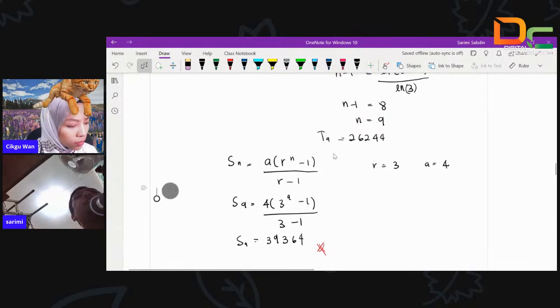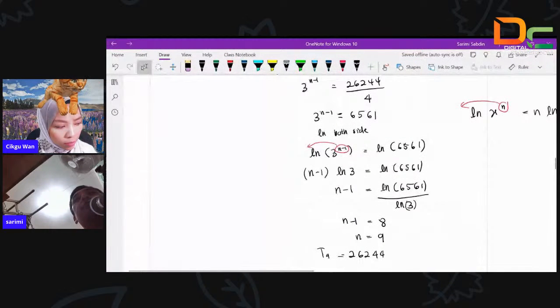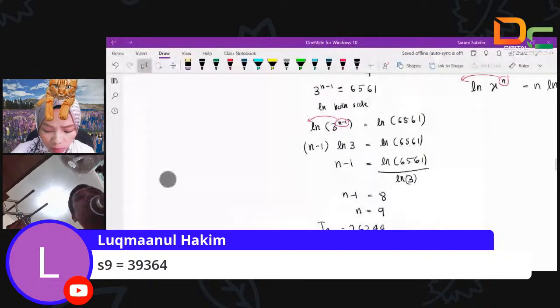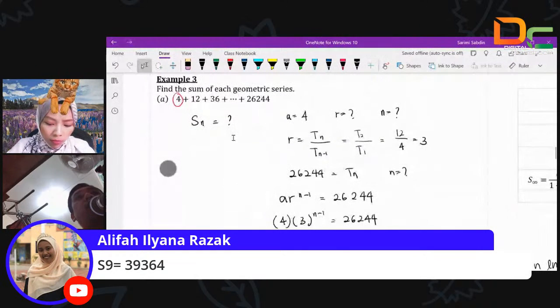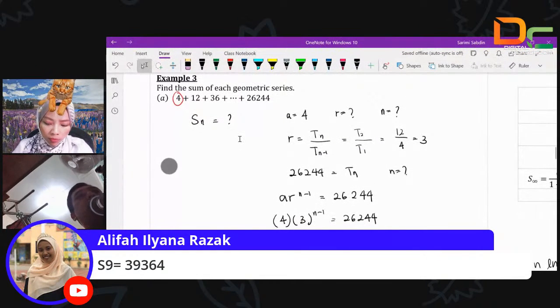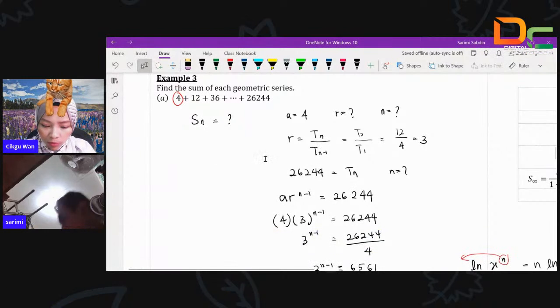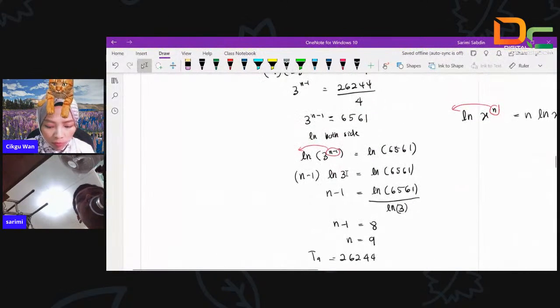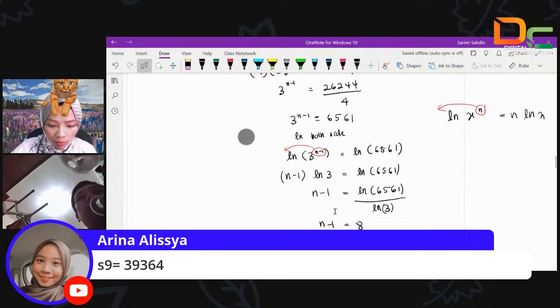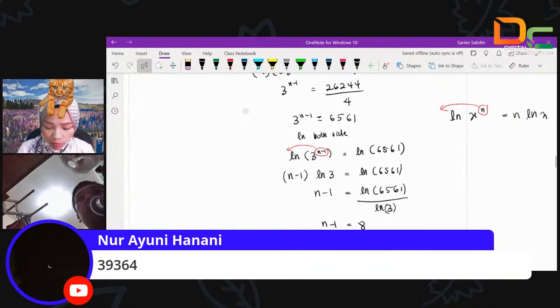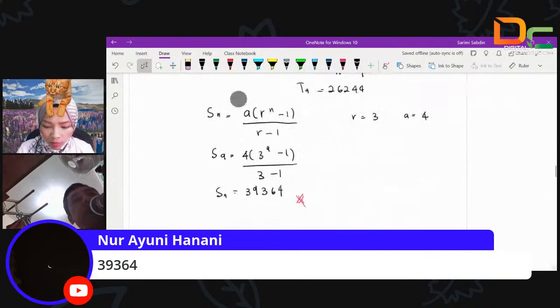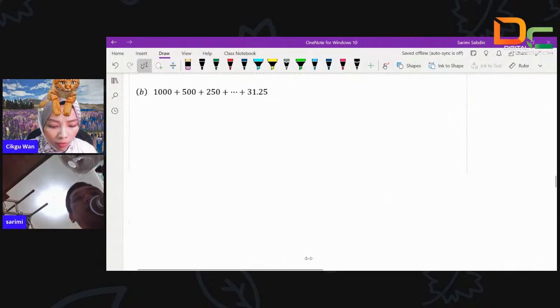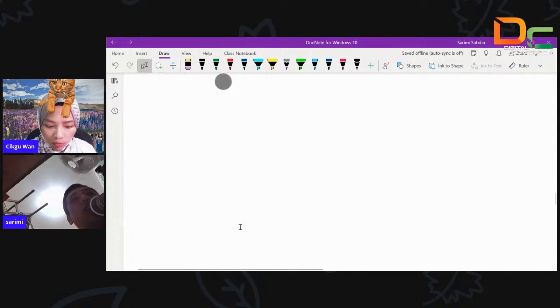So that's how we find the Sn for this equation. The only tricky part is when it involves ln, so you need to know how to use the property correctly, and then we can solve n. Alright, so B and C.